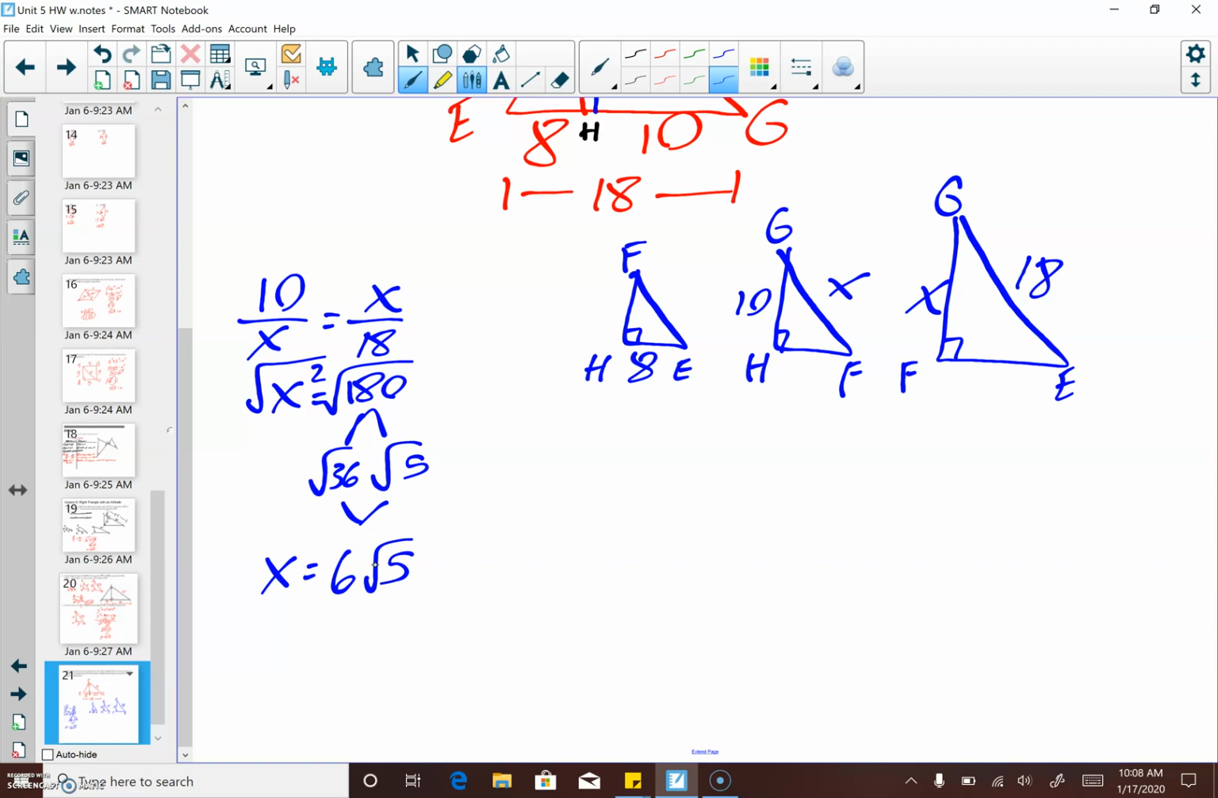So you can see that when you're able, I know it takes time, but when you're able to separate your triangles and make them match and face the same direction, then you can easily set up your proportions.